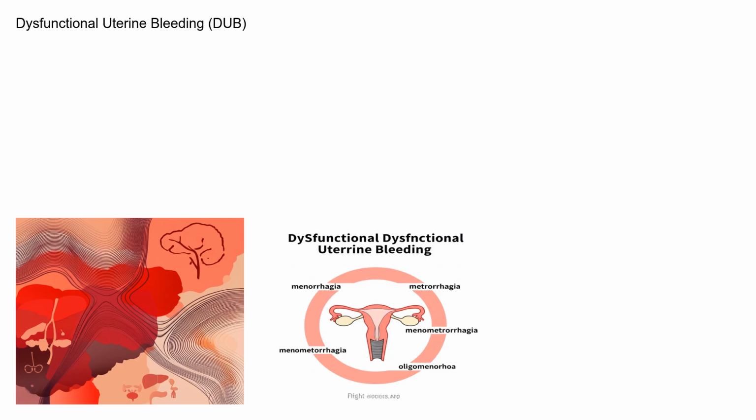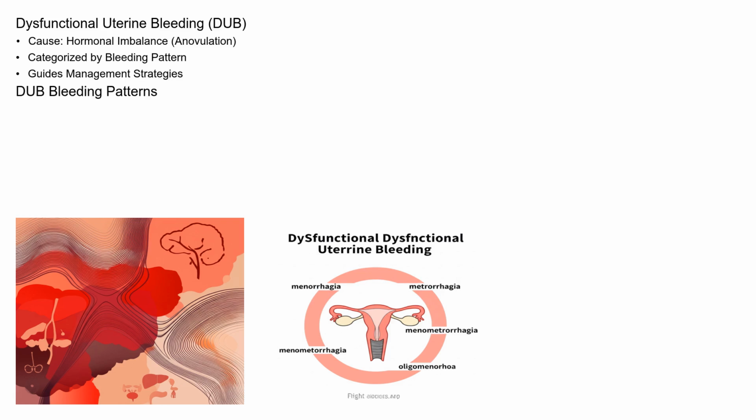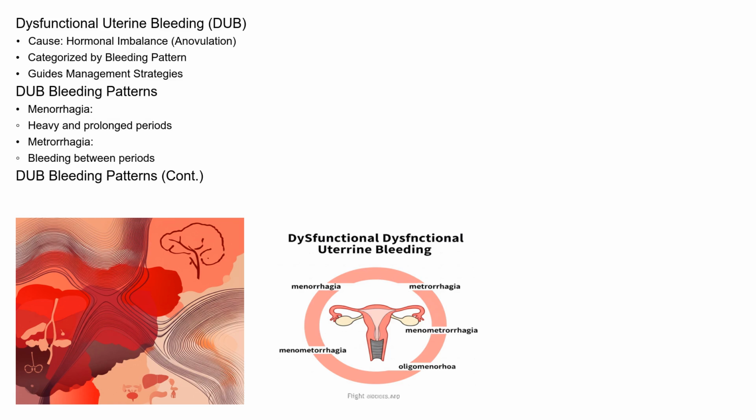While the underlying cause, hormonal imbalance due to anovulation, remains the same, DUB can be categorized based on the pattern of bleeding. These include menorrhagia, excessively heavy and prolonged menstrual periods, metrorrhagia, bleeding between periods, menometrorrhagia, prolonged or excessive bleeding occurring at irregular intervals, and oligomenorrhea, infrequent periods. The specific type of bleeding pattern helps guide management strategies.